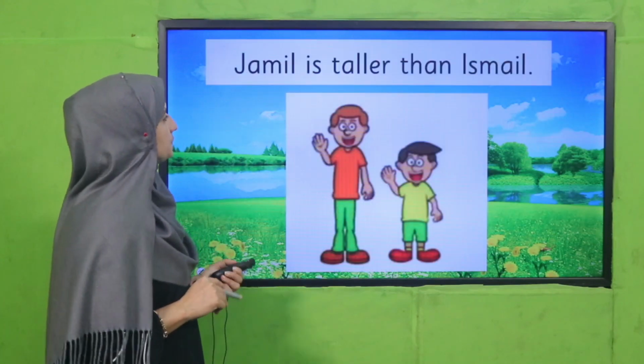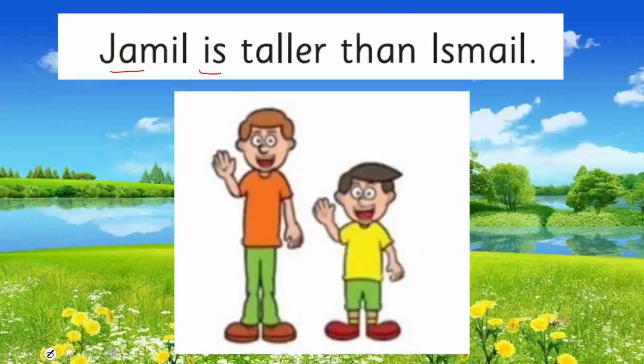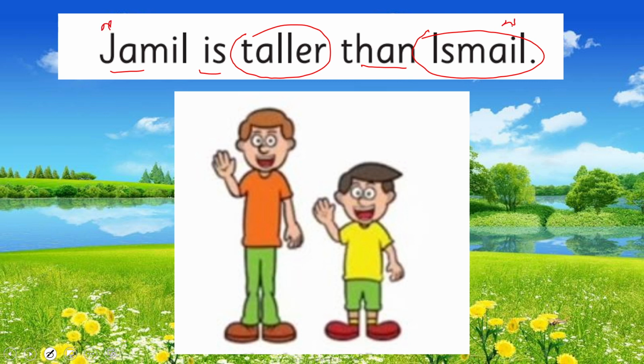Let's see the examples. Yes, you can see: Jamil is taller than Ismail. Is it clear? Now, two nouns: Jamil is a noun, you can see, and Ismail is a noun. Two persons are there. So two nouns are there and we are comparing their height. So how have we compared? Comparative degree, er, and we have used than. Jamil is taller than Ismail.